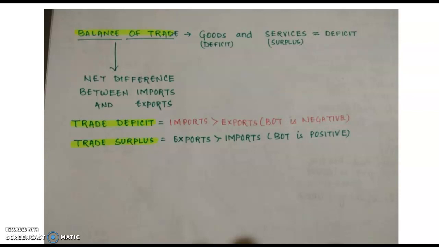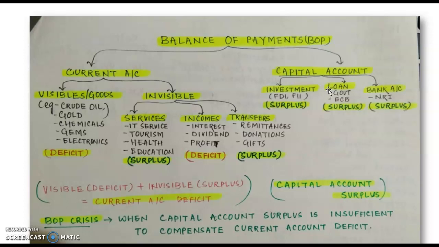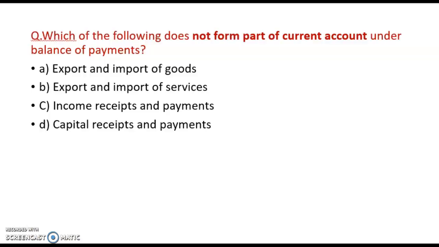Now, if you understood all these, what is balance of trade, what is trade deficit, what is trade surplus, and also what is capital account surplus, what is current account deficit, what is balance of payment, what is visible, what is invisible, just answer one question: which of the following doesn't form part of the current account under balance of payment?